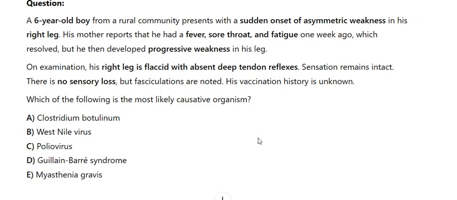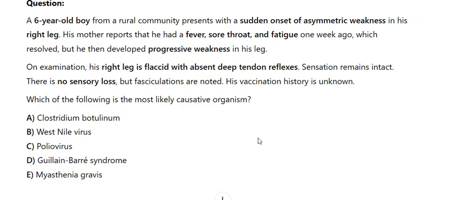On examination, his right leg is flaccid with absent deep tendon reflexes. Sensation remains intact. There is no sensory loss, but fasciculations are noted. His vaccination history is unknown. Which of the following is the most likely causative organism?